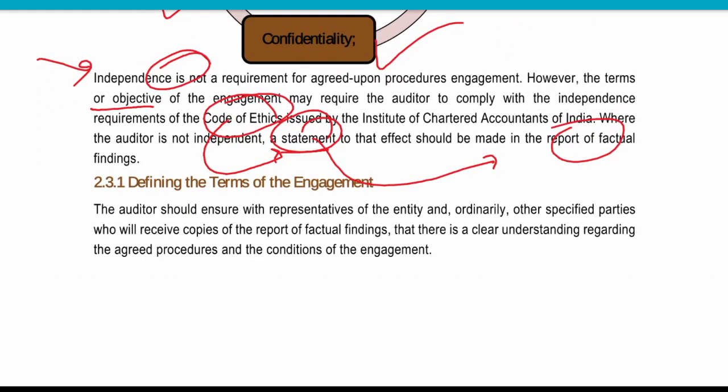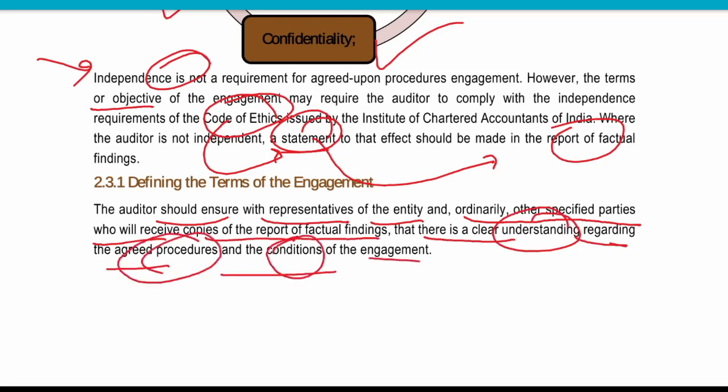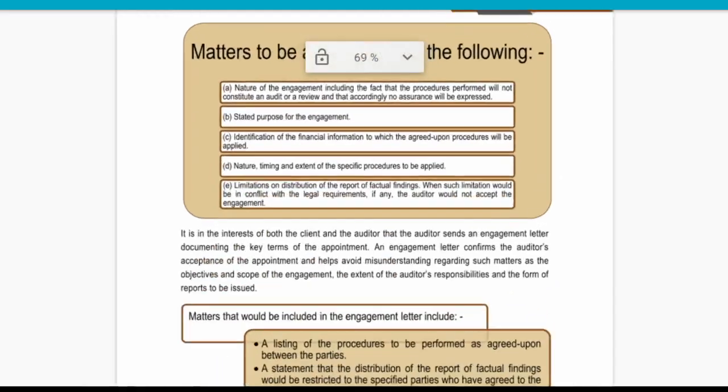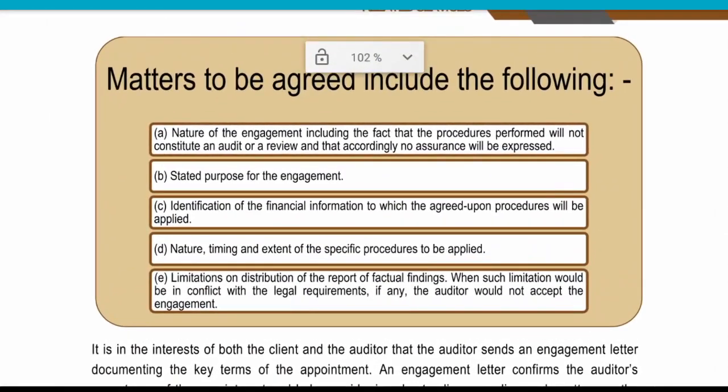Define the terms of the engagement. So the first step is defining the terms of engagement for the agreed upon procedure. The auditor should ensure with the representative of the entity or the other specified party who receives the copy of factual findings that there is a clear understanding regarding the agreed upon procedures and the conditions of the engagement. So matters to be agreed include the following.